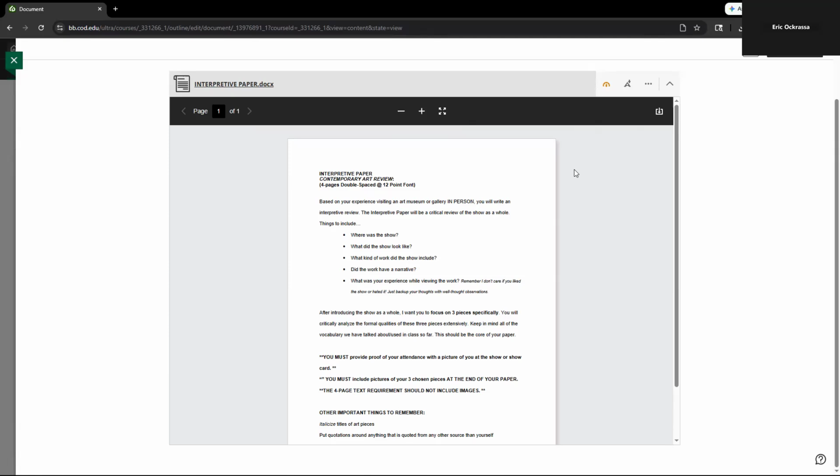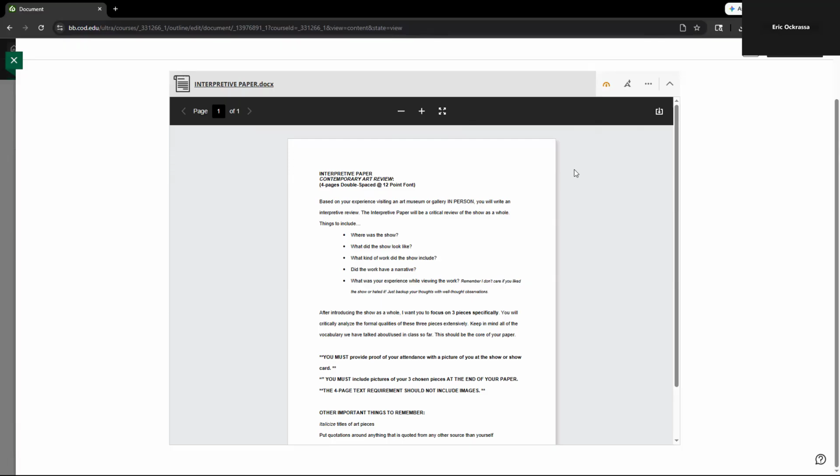And it says, remember, I don't care if you liked the show or hated it, just back up your thoughts with well-thought observations. So I think it's probably easier to write the paper like you really enjoyed the work. But some of my better papers I've had were somewhat contested. Maybe they liked some of the work, some of the other work they weren't as interested in. But it is what it is.